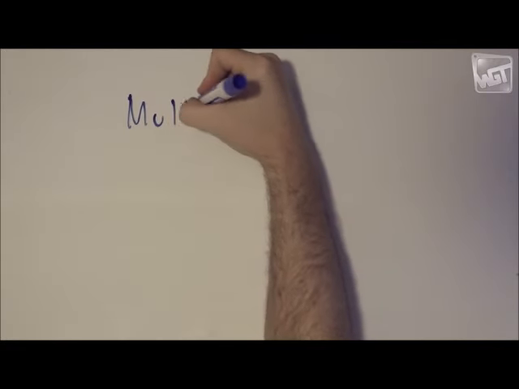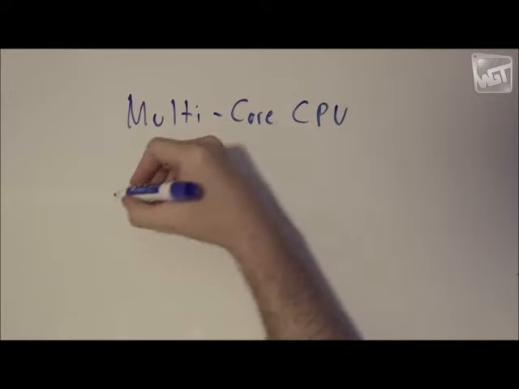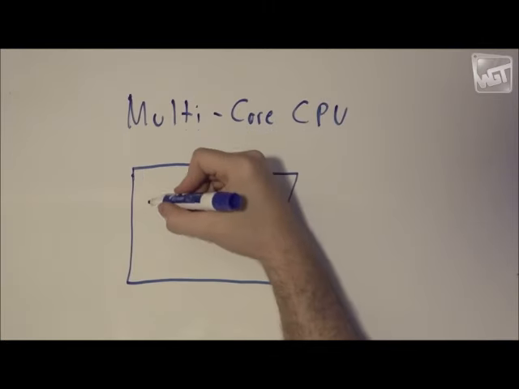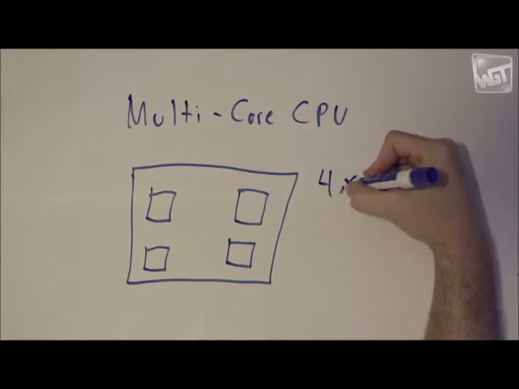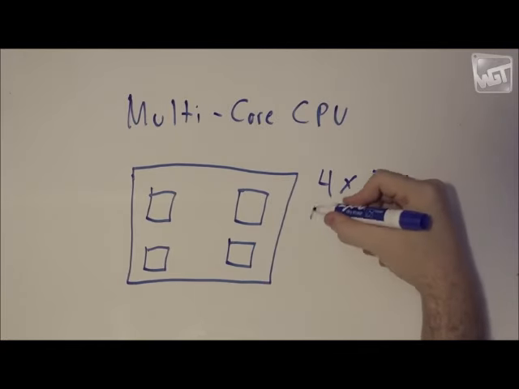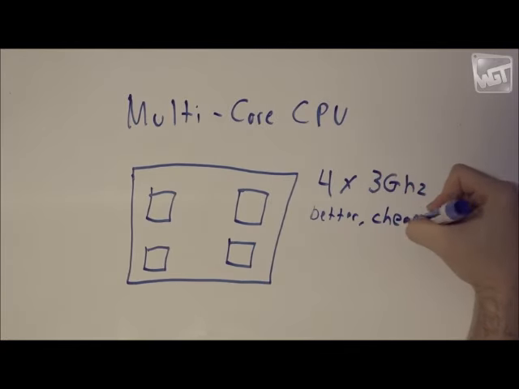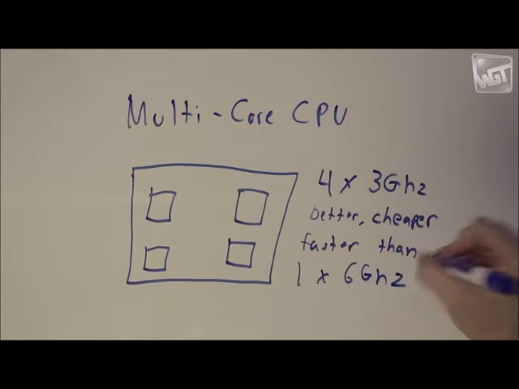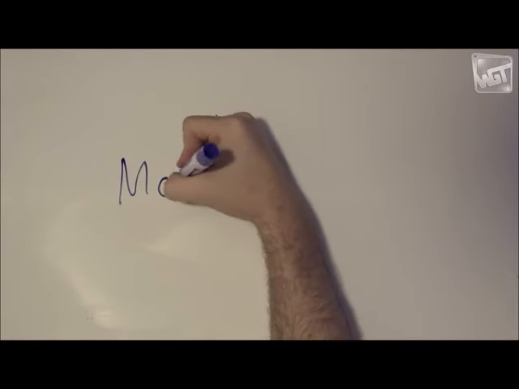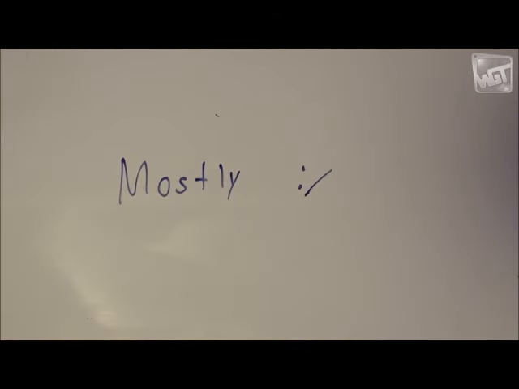So along comes this idea of sticking multiple CPUs on one die, and you've got your multi-core CPU. I'm about to draw you a 4-core CPU. And what they figured out was, you know what? It is better, it is cheaper, and it is faster to stick 4 cores on a CPU compared to just having one that runs super fast. So 4 at 3 is way better than 1 at 6.